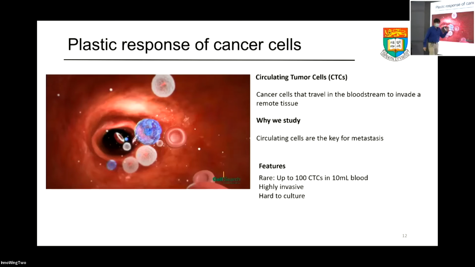And also, since this kind of circulating tumor cell can be found in our blood, that provides a very good target for cancer detection and monitoring. Because usually, if the cancer cell is inside the organ, it's very difficult to take it out. In comparison, if you can find those cells in your blood, it makes it much easier to detect. Okay, so that's why many cancer detection methods are based on CTCs nowadays.